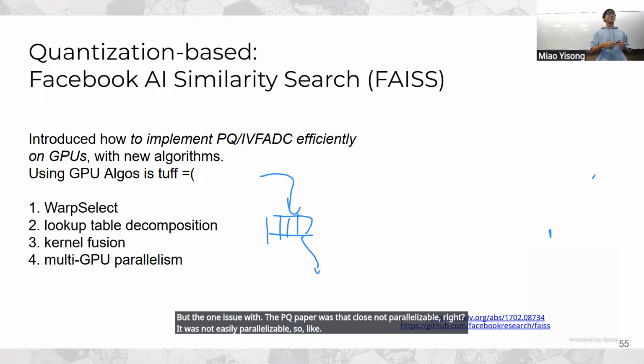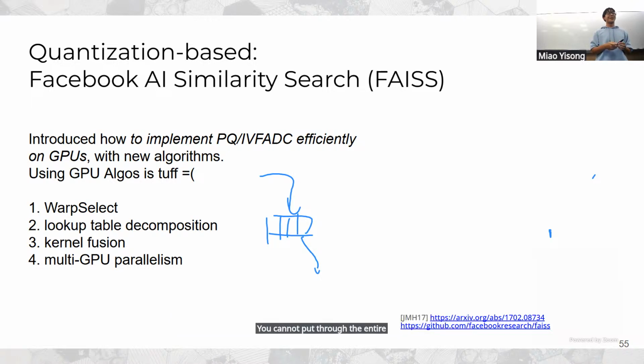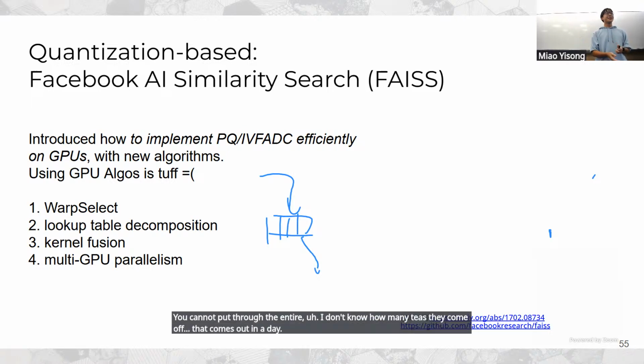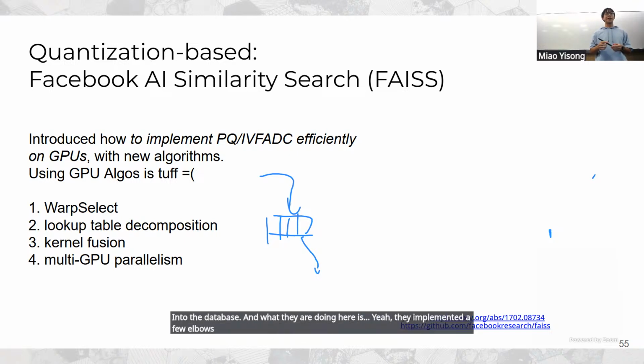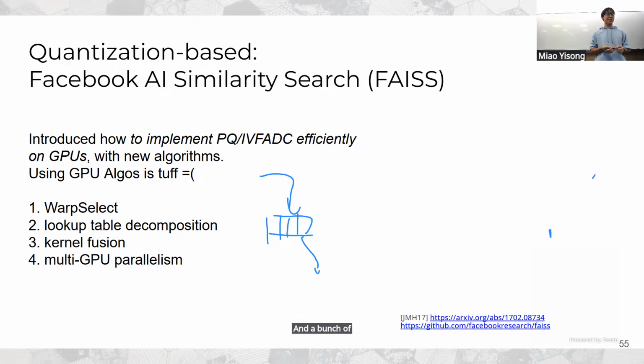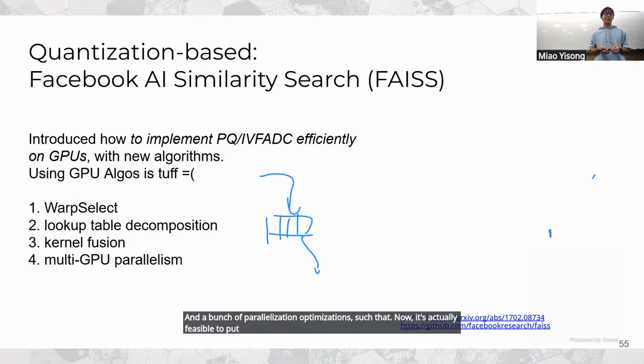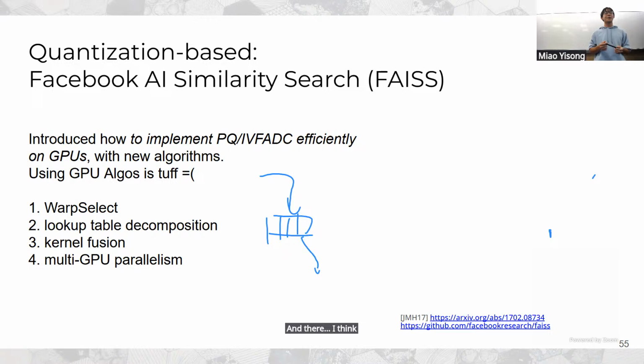So you cannot put through the entire, I don't know how many tweets come out in a day, into the database. What they are doing here is they implemented a few algos with the help of, I guess, CUDA and a bunch of parallelization optimization such that now it's actually feasible to put it on a real server and real hardware. And I think they have open sourced the entire repo, so that might be of good use, especially for projects working on quantization.